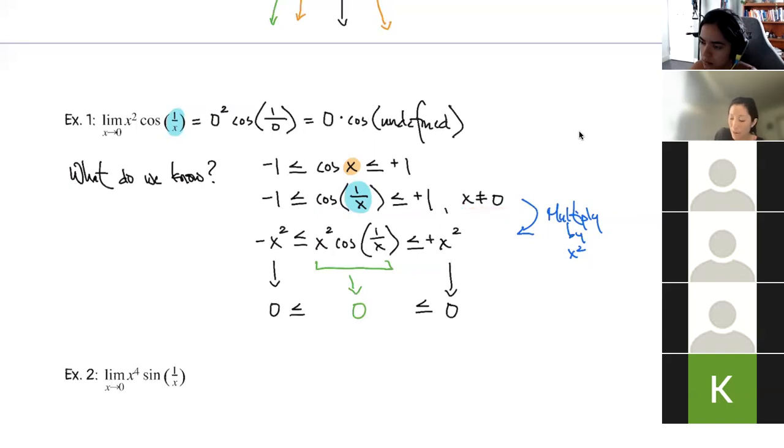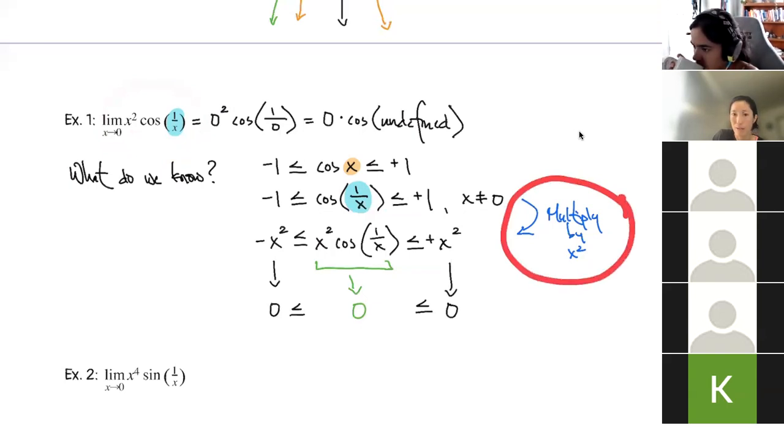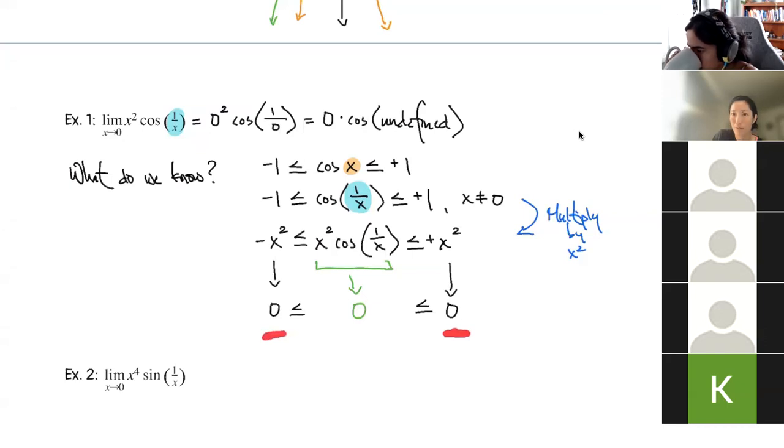After that, we tried to match this function. We tried to construct this function. And so we noticed that we have the cosine 1 over x, but the only part that was missing was x squared. So that's why we multiplied everything by x squared. And knowing that, then we evaluated the limits and we found that the top and the bottom functions had a limit of 0, and the only number between 0 is 0.